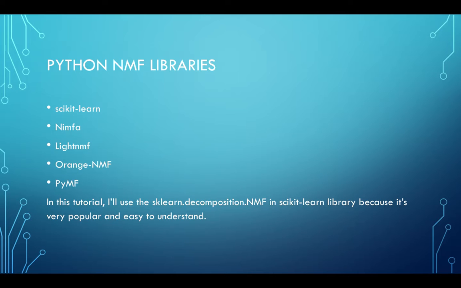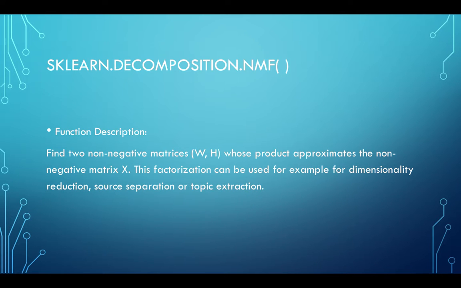There are several NMF libraries in Python. In this tutorial, I will use the scikit-learn library because it's widely used for machine learning and data mining tasks. The scikit-learn decomposition NMF function can find two non-negative matrices whose product approximates the non-negative matrix. This factorization can be used for dimensionality reduction, source separation, or topic extraction.